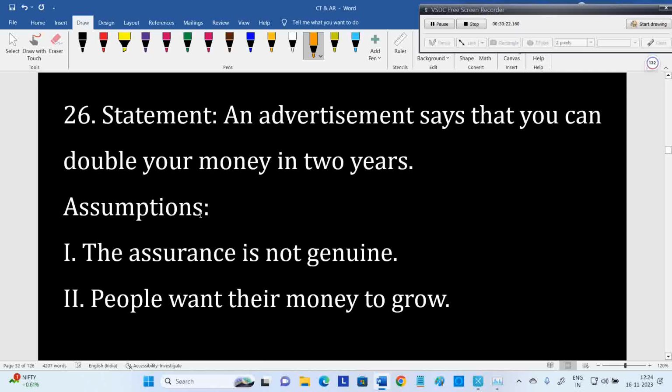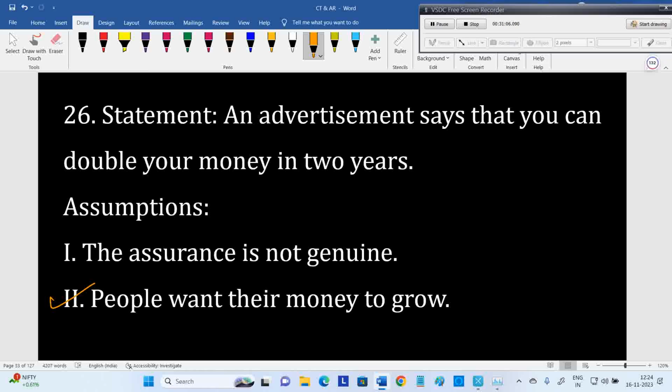again, statements and assumptions. An advertisement says that you can double your money in 2 years. See, generally, keep the basic purpose of an advertisement in mind. There are some people who want that. For advertisement, they have to invest money, right? They are spending money, they don't want to lose the amount. There are some people who want it, that's why they are giving advertisements by spending money. So people want their money to grow. That's why they are giving the advertisement like this. Whether it is genuine or not, we don't know. We can't give the assurance of genuine or not from that given statement.